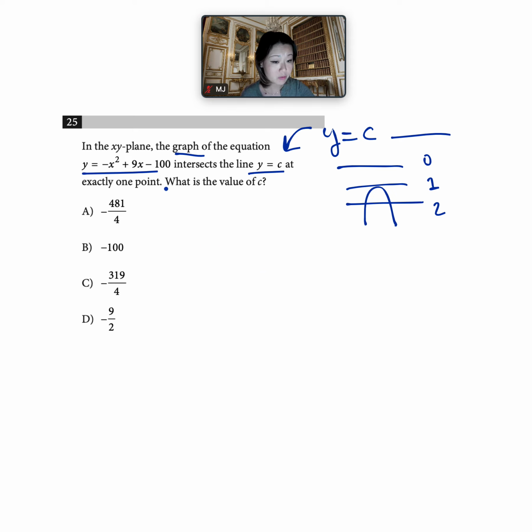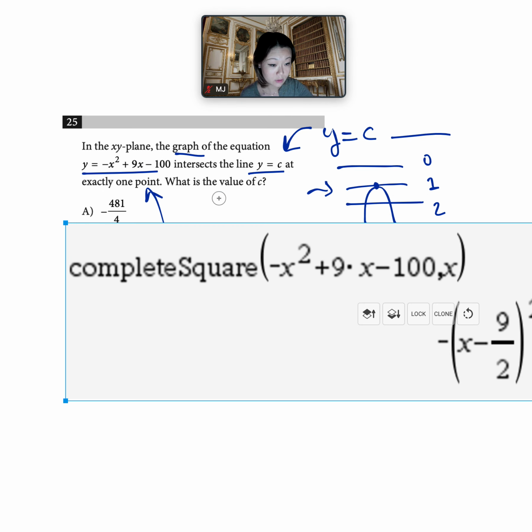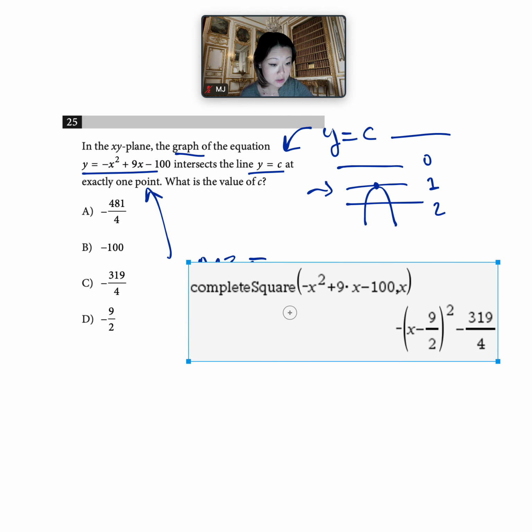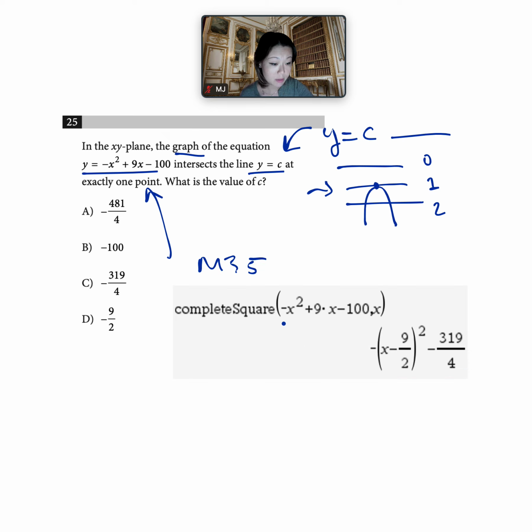You should be very comfortable using the menu 3-5 calculator function to change from standard form into what I call vertex form so that you can understand where your vertex is. Because if we understood exactly where that vertex was, then we would be able to know exactly where this horizontal line would need to be in order for it to intersect at one point. So I've gone and done it on the calculator. So menu 3-5 looks like this. So all you would have to do is pop in your parabola and then put comma x at the end of it in order to change it into vertex form.